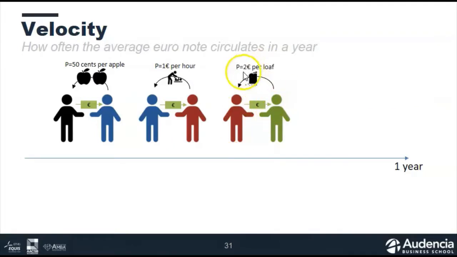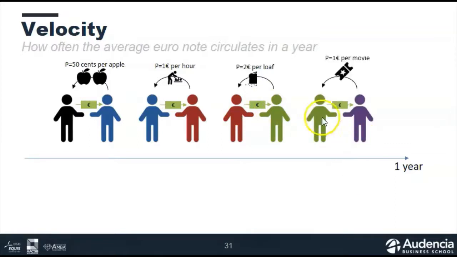The babysitter is going to take the euro note and maybe buy some bread. Well, the price of a loaf of bread is 2 euros, so they're going to buy half a loaf of bread, and they give the euro note to the baker. The baker then takes the euro note and goes to the movies. So they give the movie cinema 1 euro in exchange for a low-cost cinema movie of 1 euro. So this euro bill over this 1 year period of time has changed hands 4 times. And that's the velocity of money. That's the velocity of the average euro bill, let's say.